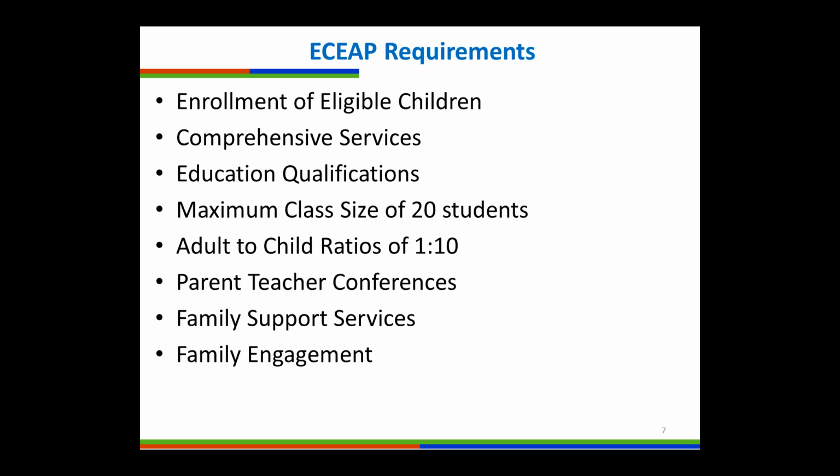ECEAP enrollment is for 3- and 4-year-old children whose family income is at or below 110% of the federal poverty level, and children with other specific risk factors correlated with school success, and that's according to a statewide prioritization system. So 90% of enrolled children must meet the income threshold or be on an individualized education plan for special education, also known as an IEP.